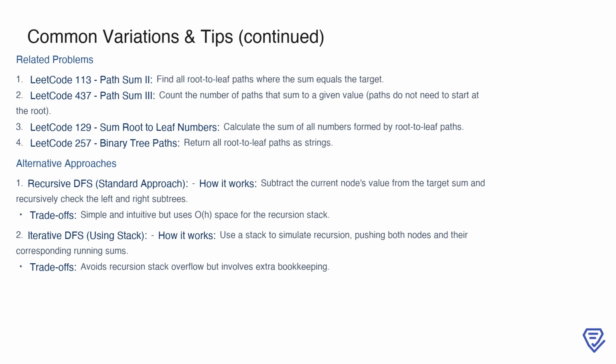When it comes to alternative approaches, the recursive DFS method is the standard. Here, you subtract the current node's value from the target sum and recursively check the left and right subtrees. This approach is simple and intuitive but does use O(h) space for the recursion stack. Alternatively, you can use an iterative DFS approach with a stack. In this method, you simulate recursion by pushing both nodes and their running sums onto the stack. This avoids recursion stack overflow but requires careful bookkeeping to track state correctly.